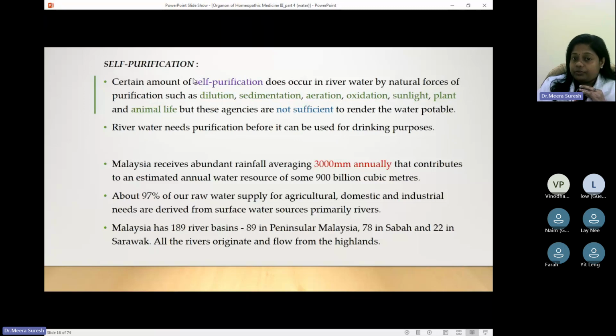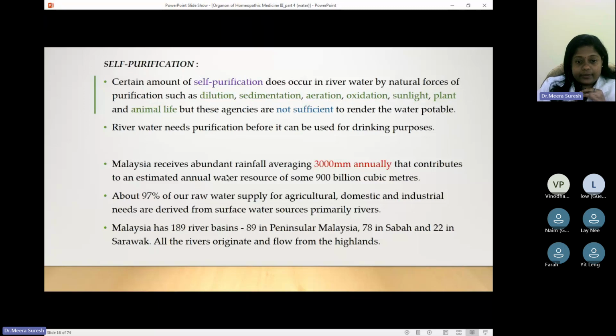So some kind of self purification is happening. All these processes happen in river water, but it is not sufficient. We need to do some special treatment for river water or stream water before we use it for drinking purposes.